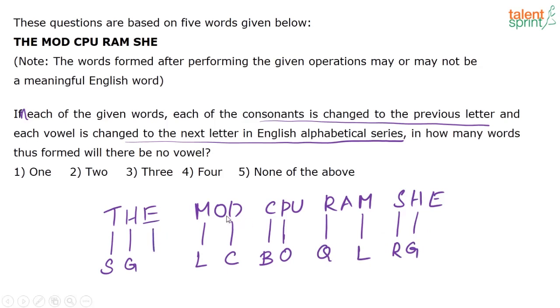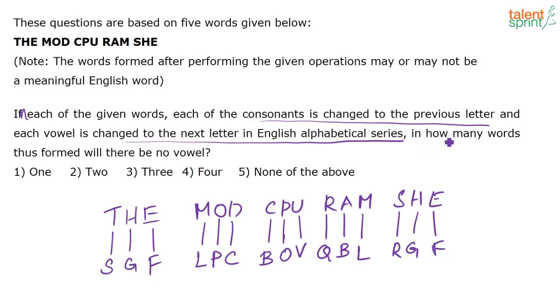Now the vowels. What should you do? You should change each to the next letter in the English alphabetical series. So after E, F will come. Correct? After O, P. After U, V. After A, B. After E, F. So these are the new sets of words that you have got.